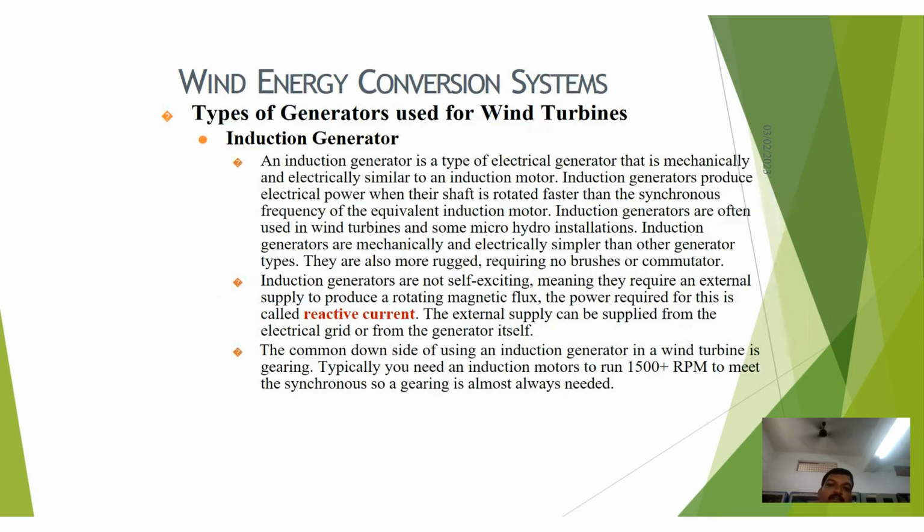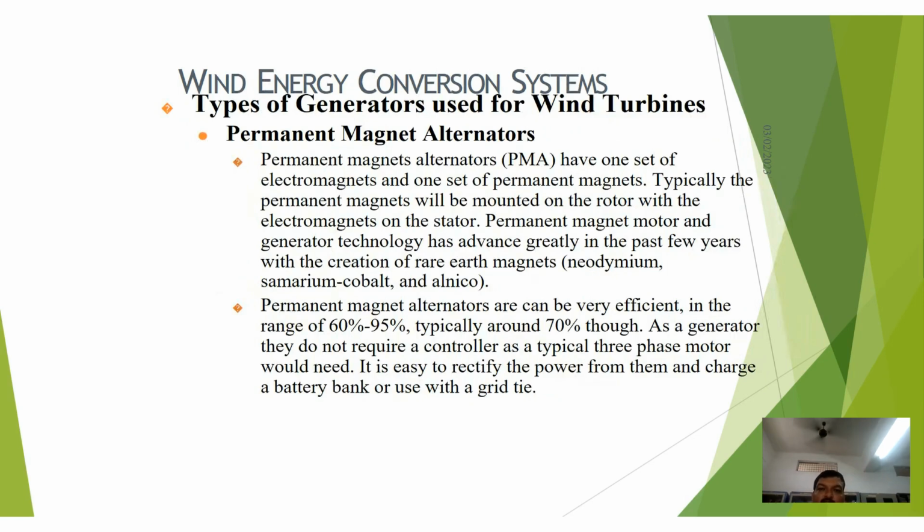So, types of generators that are generally used for wind turbines. We have the induction generator, which is typically used as the electric generator, and we have the permanent magnet alternators.